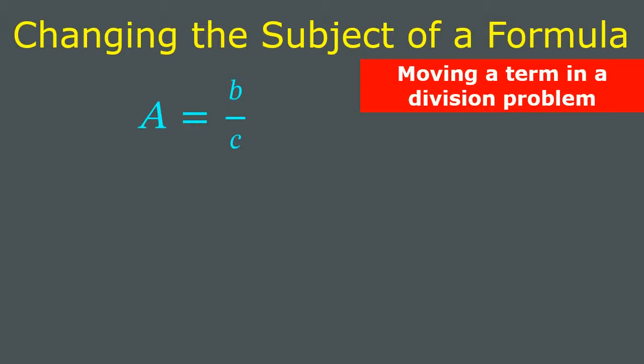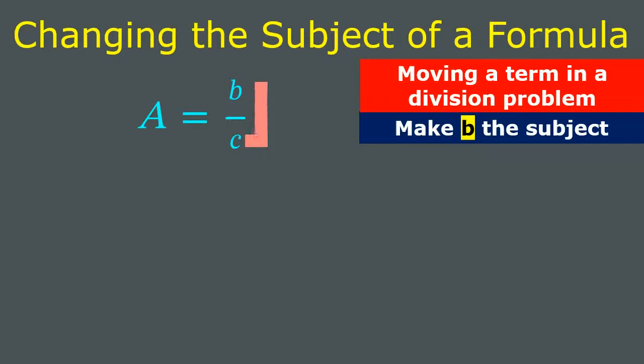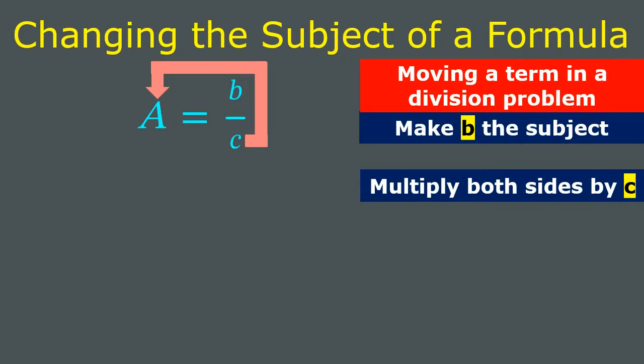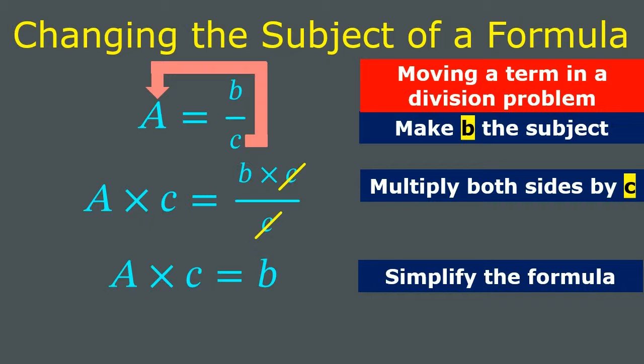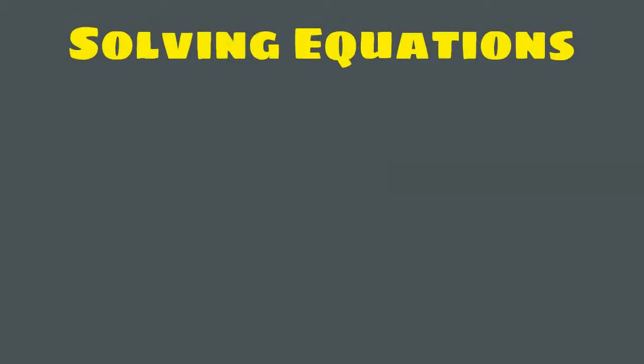In this example, B is divided by C. To make B the subject, C needs to move to the other side. To move the C to the other side, you must do the opposite of dividing, which is multiplying. Simplify the formula by cancelling out C over C on the right, leaving B by itself as the subject of the formula. The formula can now be rearranged so that it reads, B is equal to A times C.